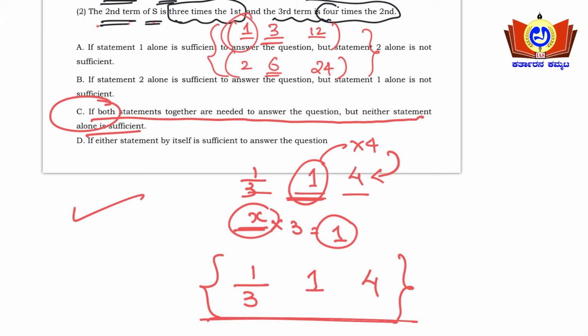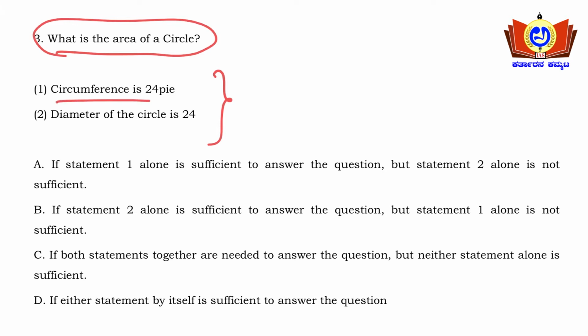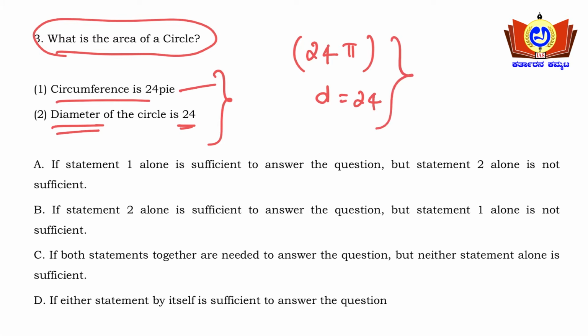Moving on to the next question. The third question reads, what is the area of a circle here. They are asking what is the area of a circle, and the two statements they have given are: the circumference is 24 pi, my dear friends, and the diameter of the circle is 24, d is 24. And they are asking to find the area of the circle.